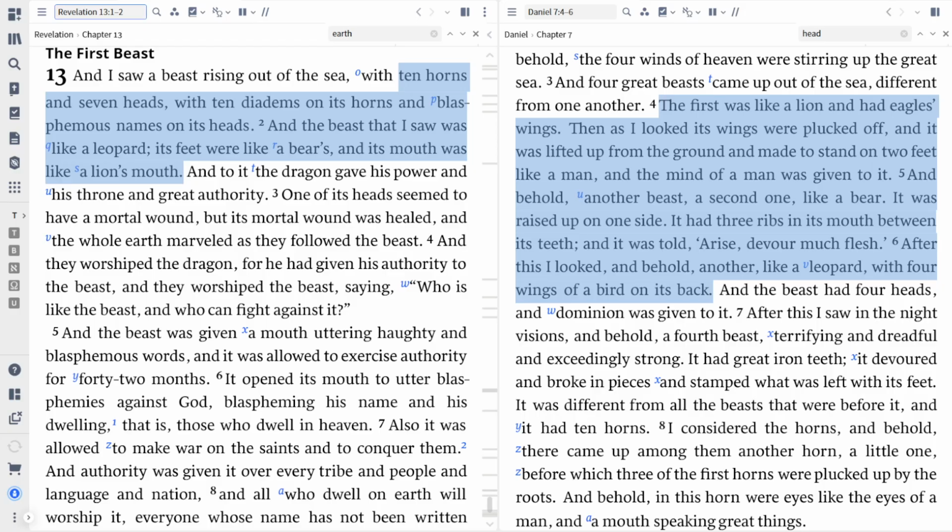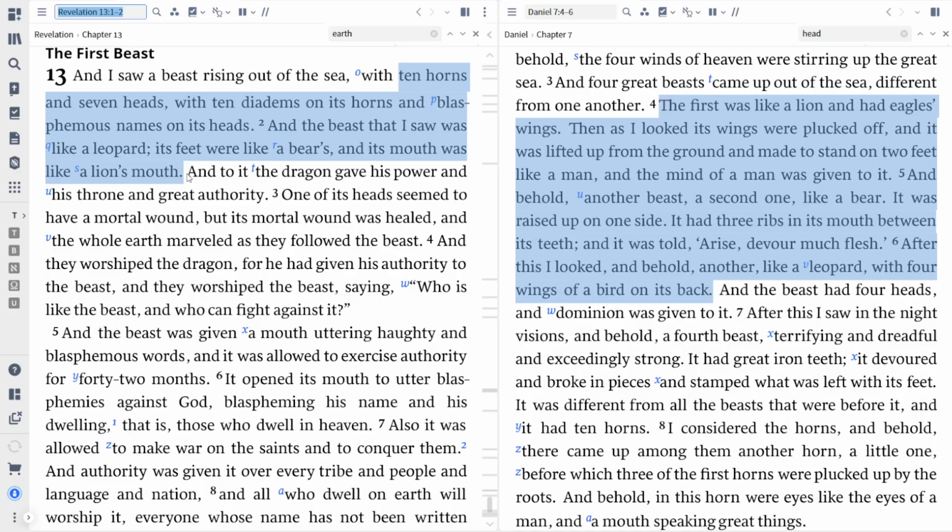Likewise, I think Revelation 13 leads us pretty quickly into understanding the first beast, the beast of the sea. We read that the beast of the sea has 10 horns and 7 heads with 10 diadems on its horns and blasphemous names on its heads. The beast that I saw was like a leopard, its feet were like a bear's, and its mouth was like a lion's mouth.